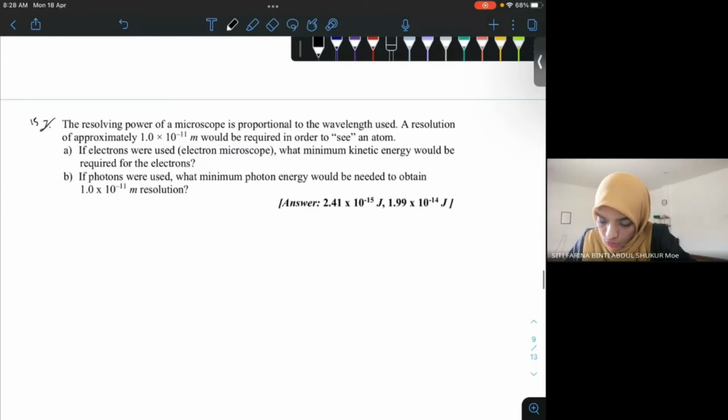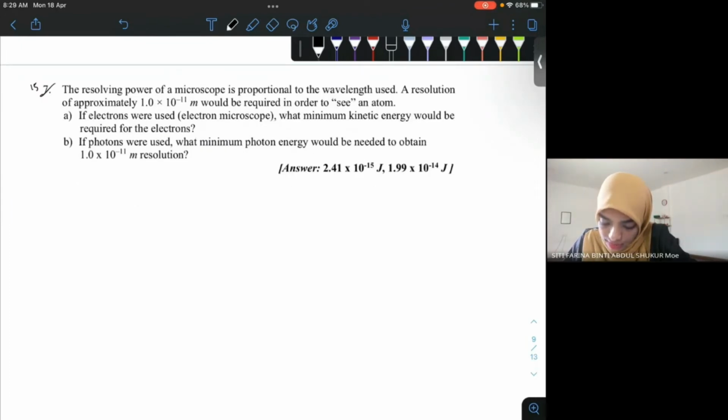Okay, next we're going to look at question 7. The statement says the resolving power of a microscope is proportional to the wavelength used. Okay, sebenarnya ayat ini salah sebenarnya. Your resolving power is not proportional to your wavelength. Okay, mereka sebenarnya inversely proportional.